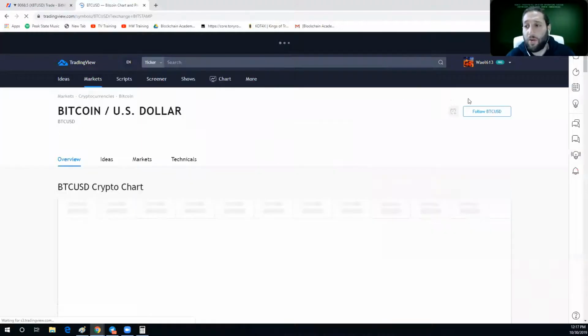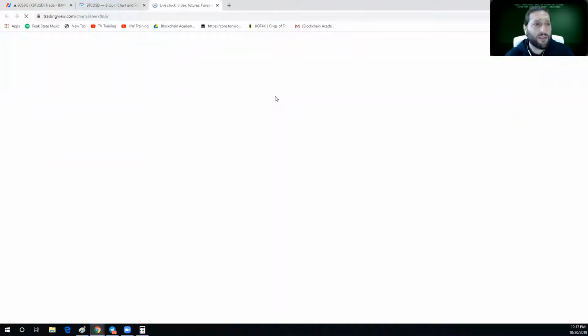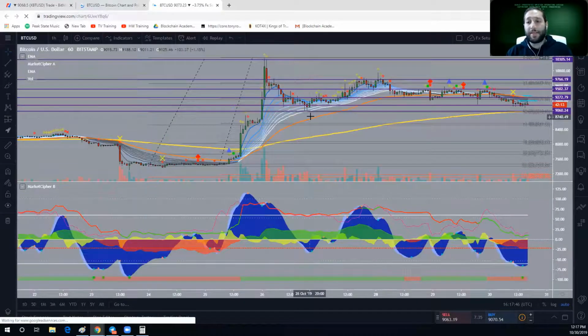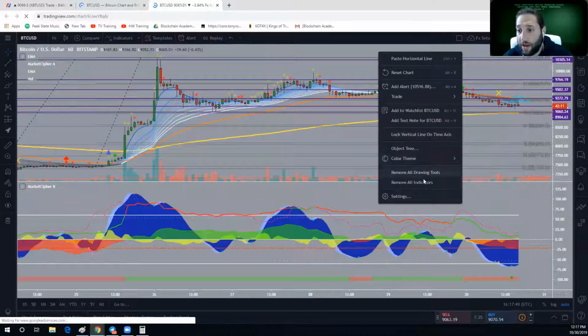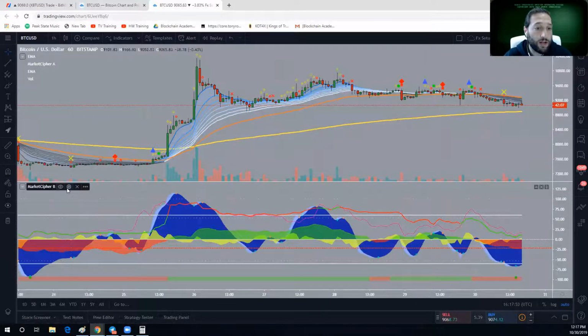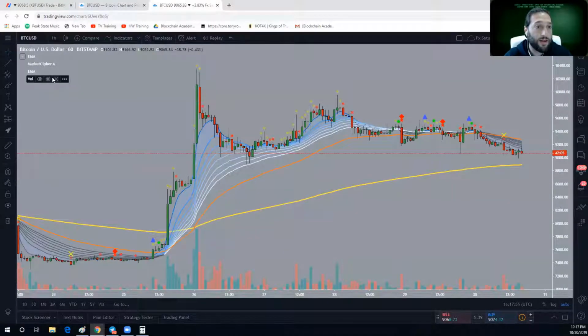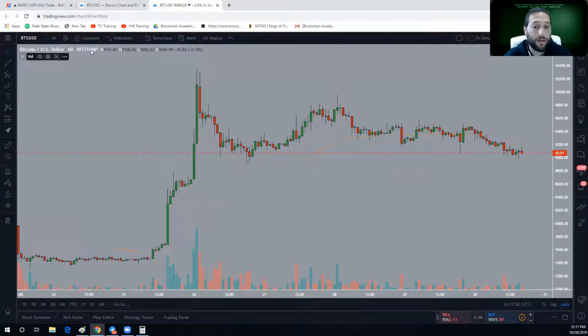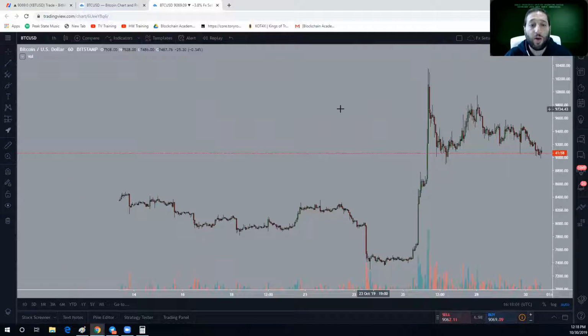So let's go into Bitcoin and let's check it out right now. My graph may be a bit messy. Let's just remove all drawing tools. We have Market Cipher here. I'm just testing that. Volume I'll keep. EMA I'll take off. Market Cipher I'll take off. Perfect. So we have Bitcoin right here.